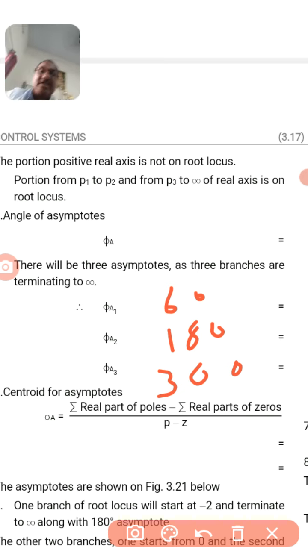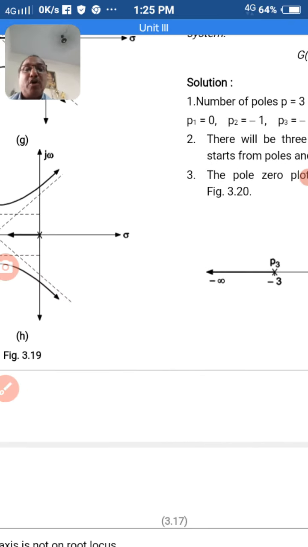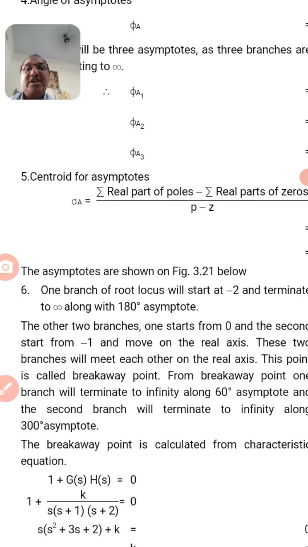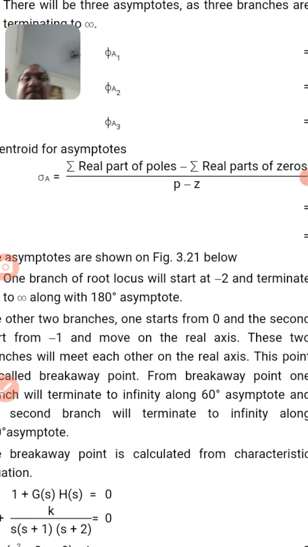The next stage is finding the centroid of the asymptotes. First step, we plotted the poles. Second step, we found the angle of asymptotes. Third is to find the centroid of the asymptotes. Sigma is equal to the sum of real parts of poles minus the sum of real parts of zeros upon P minus Z. That is the equation to find the centroid.